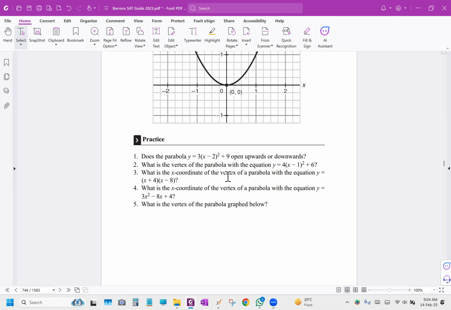What is the x coordinate of the vertex of the parabola with the equation y equals (x plus 4)(x minus 8)?